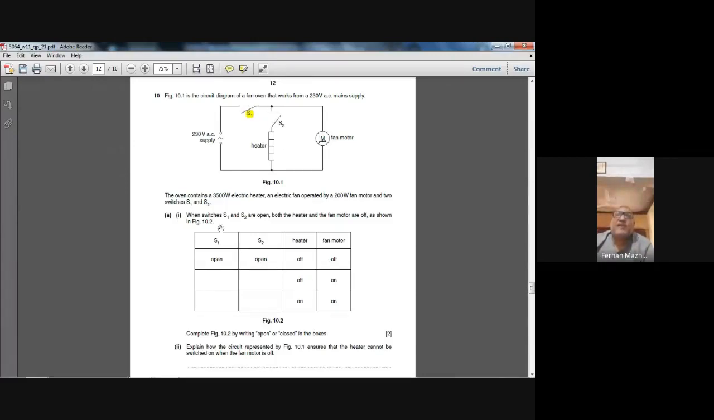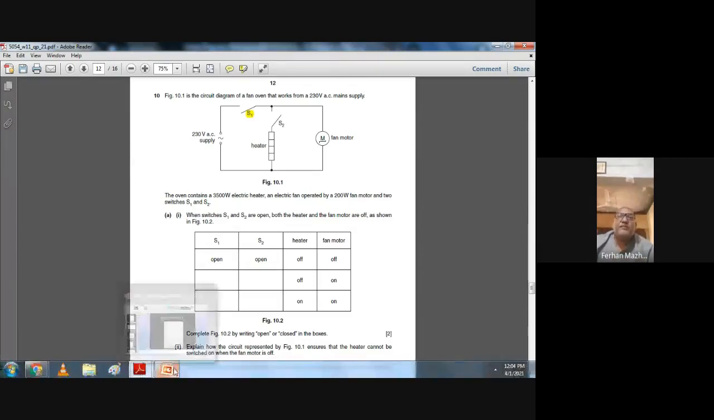Now we have to complete it. So if I close S1 and keep S2 open, what will happen? The fan will be working, but the heater will be off. The fan will be on and the heater will be off. If you close S1 and you close S2, if you close both of them, then the heater will be on and the fan motor will be on. Complete the figure 10.2 by writing open or closed in the boxes. This is a 2-mark question.